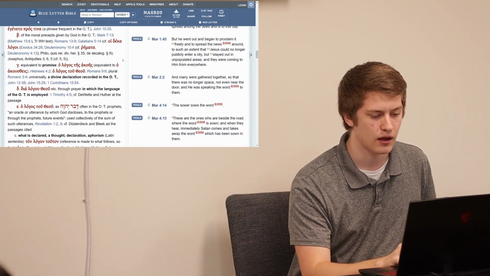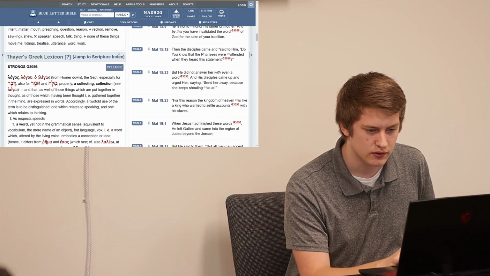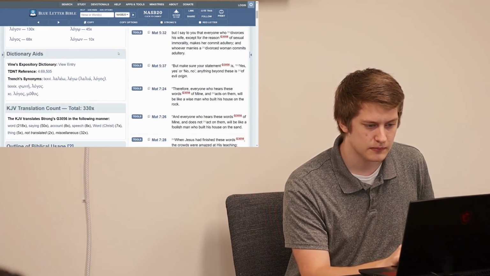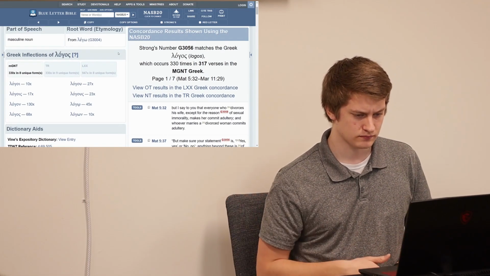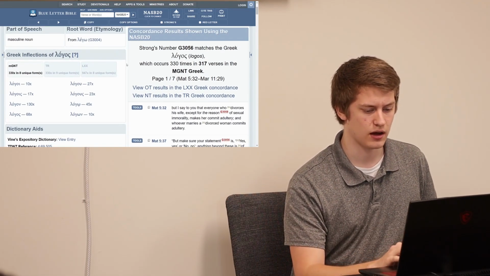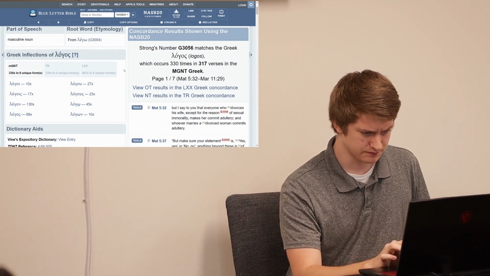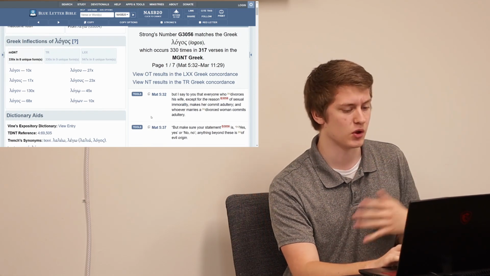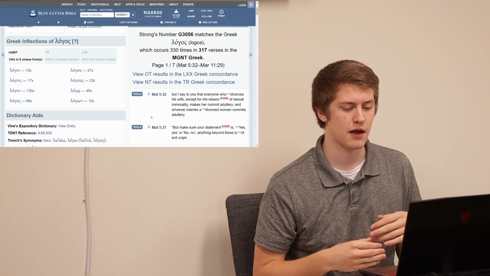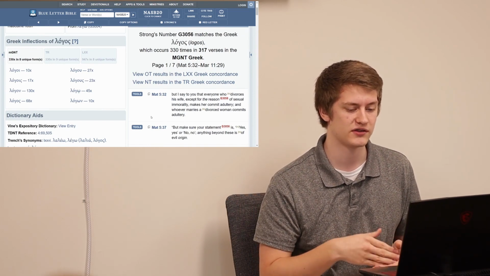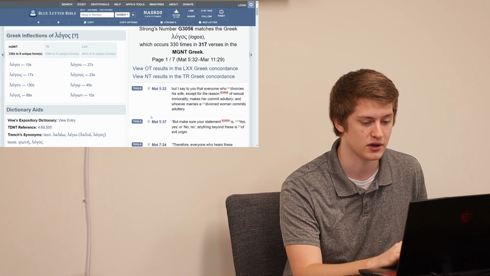Something that I thought was interesting was, let's scroll to the top here. On the right, we have just the verses where this word gets used. The first time this word gets used in the Bible is Matthew 5:32. Jesus is speaking: "I say to you that everyone who divorces his wife, except for the reason of sexual immorality, makes her commit adultery, and whoever marries a divorced woman commits adultery."